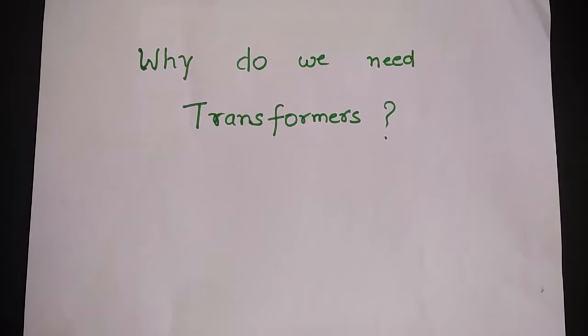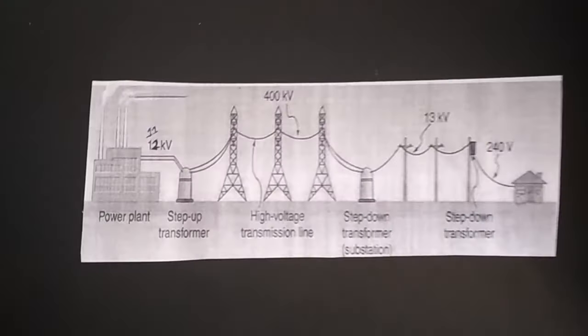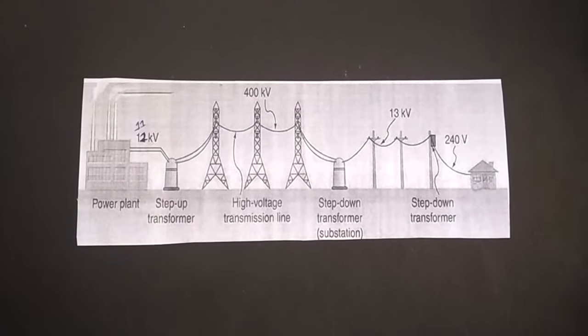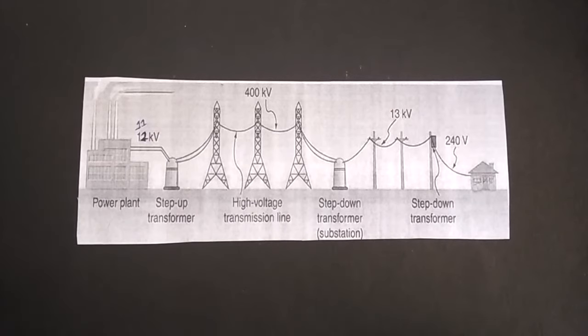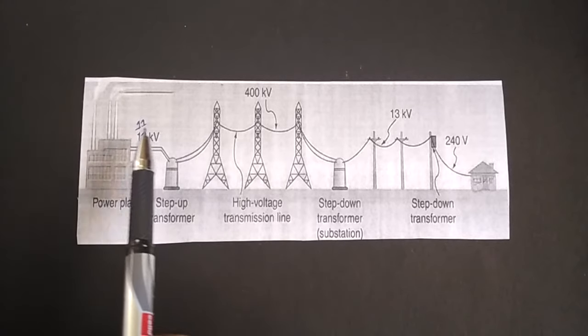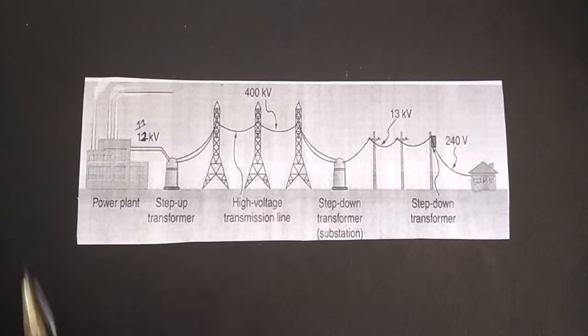So here I am showing you a diagram from which you can understand. See, this is the structure diagram of the power system, right? Here you can see this is the power plant. This is your load center. As we all know, the generating stations are located some 100 kilometers or more away from the load center. The generator has some capacity. It can't generate the power at a much higher level.